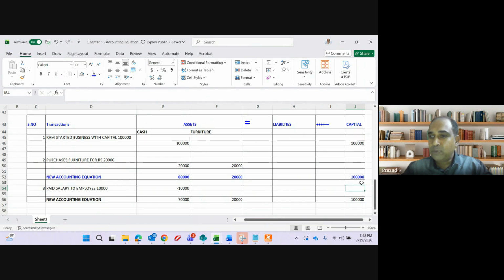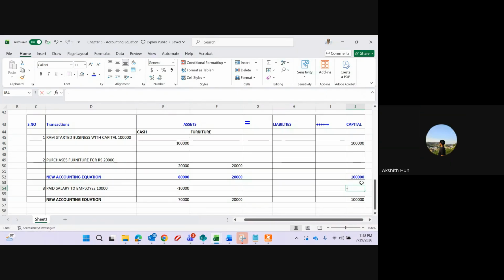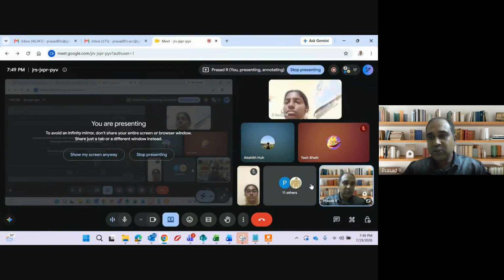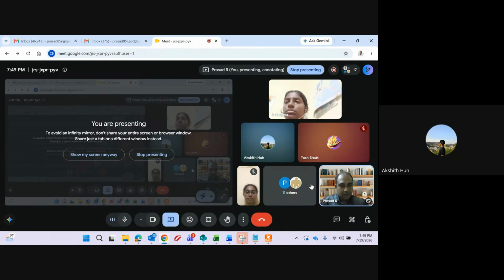And what will happen to my capital? Capital will increase or decrease? Decrease. Minus 10,000. So my new accounting equation will be: my cash has now become 70,000, furniture is 20,000, and capital has reduced from 1 lakh to 90,000. Why has it reduced? Because the payment of salaries is reducing my capital. Clear?